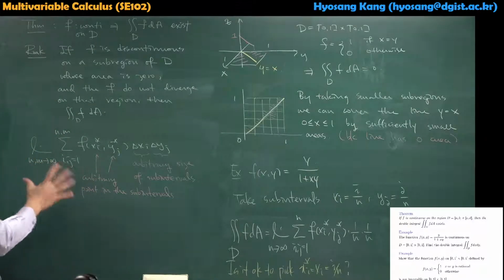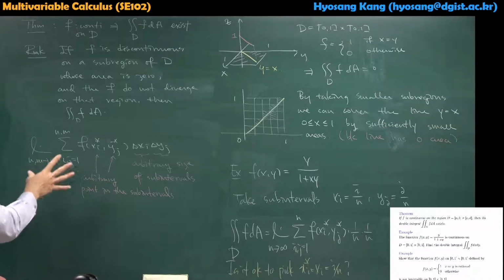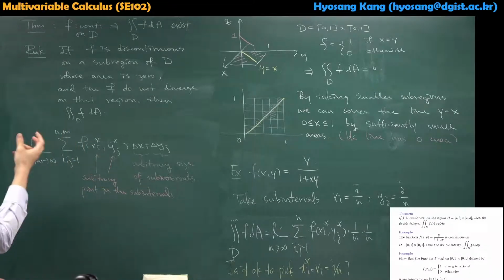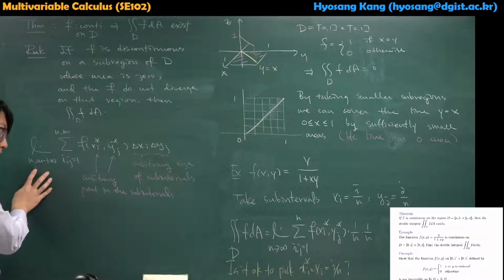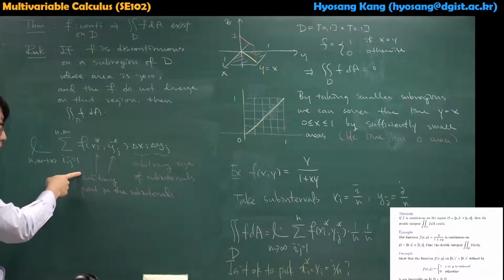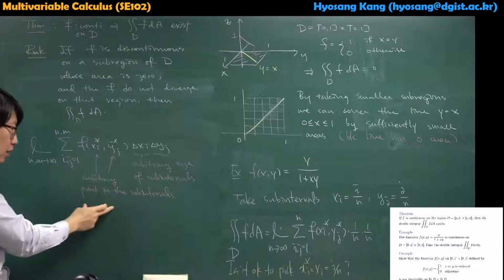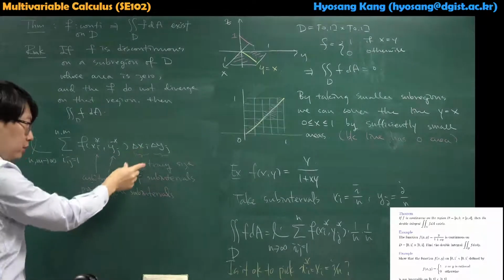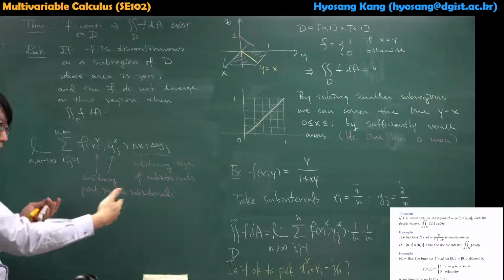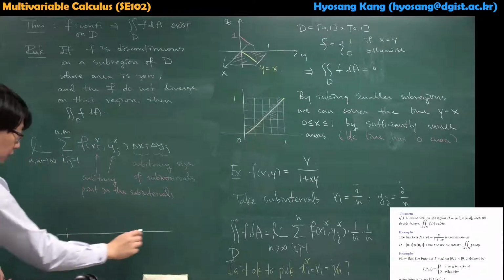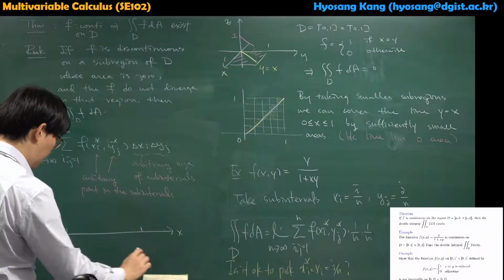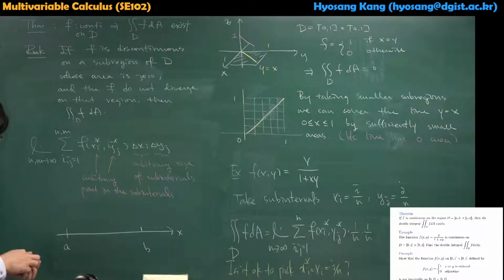So it means that this limit must exist in order to guarantee that the double integral exists. We need to guarantee that the limit exists for arbitrary points xi star and yj star on each of the subintervals, and arbitrary size of subintervals on the x-axis and y-axis. But here's an example. For example, if I take the x-axis, and here's our entire interval a to b.